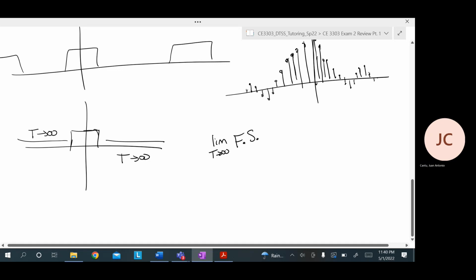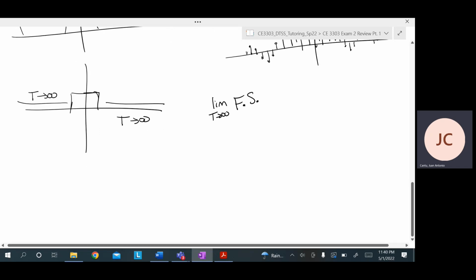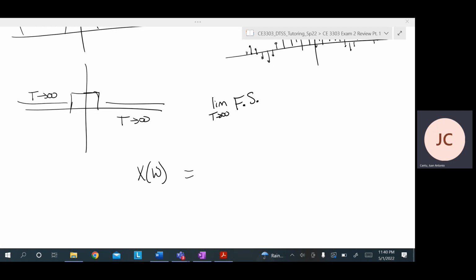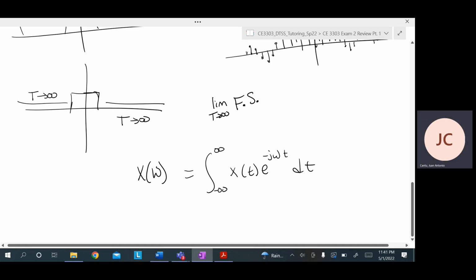I won't write it out. And if you take a limit of a series, you get what? You get an integral, right? If you take the limit to infinity of a summation, you do get an integral. So what that gets you is right here, I'll explain this in a bit: X of omega is equal to the integral from negative infinity to infinity of x of t e to the minus j omega t dt.